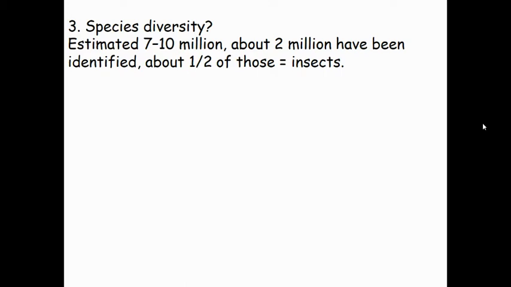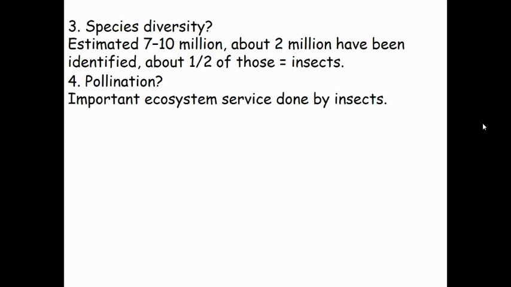All right, species diversity. Estimated to be 7 to 10 million different species. Only about 2 million of those have been identified. And half of those identified species are insects, which means that there are still many species on the planet that have yet to be identified, and it's potential that those species might be of importance to us. Unfortunately, the extinction rate is so fast that many of these species that have not been identified yet will be gone before we even have an opportunity.